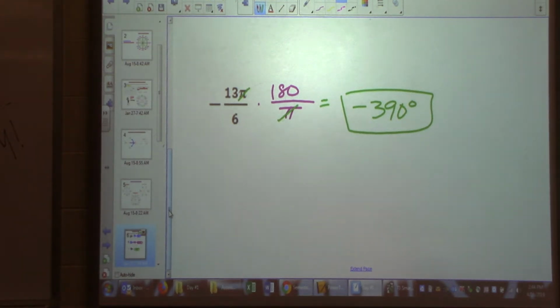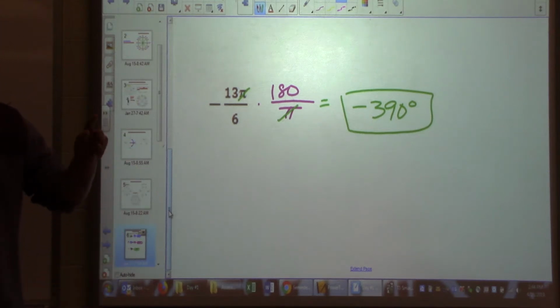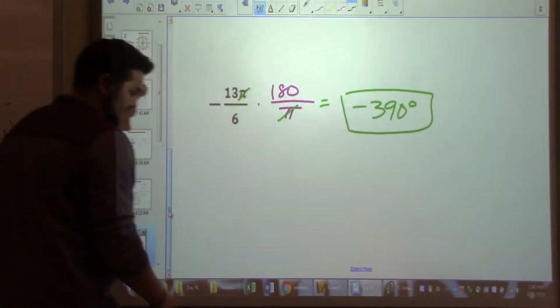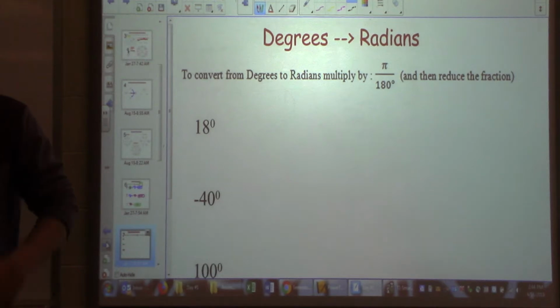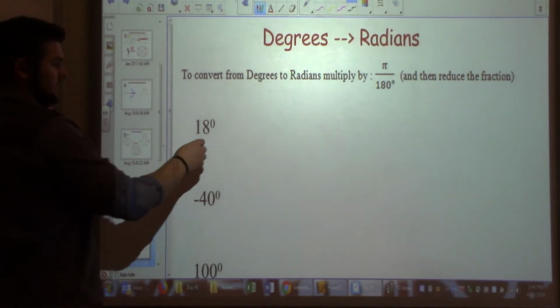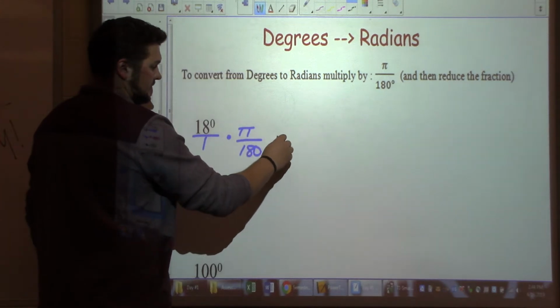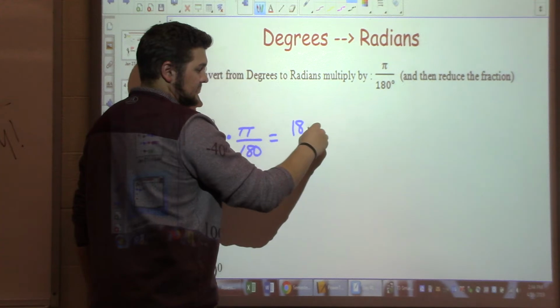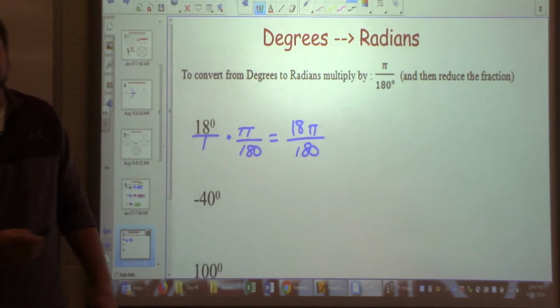So from radians to degrees, it was multiplied by 180 over pi. What do you think going from degrees to radians will be? Pi over 180. We're trying to add pi into it to make it a radian. Radians are in terms of pi. So I'm going to put 18 over 1 and multiply by pi over 180. All we do is multiply across, 18 pi over 180, and then reduce your fraction.